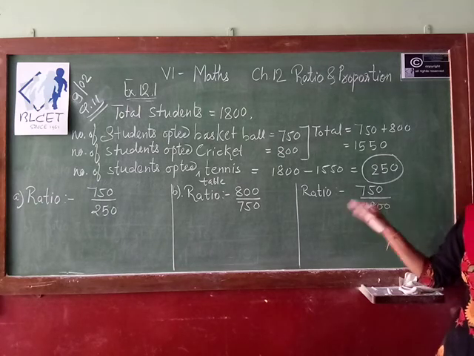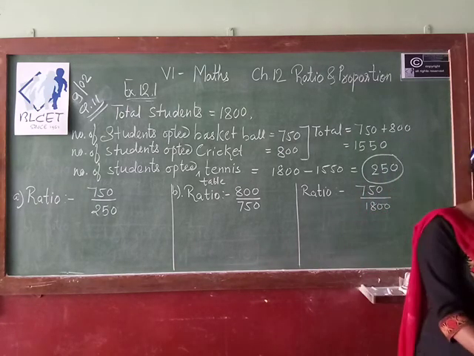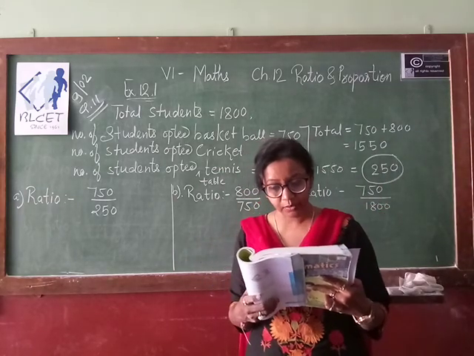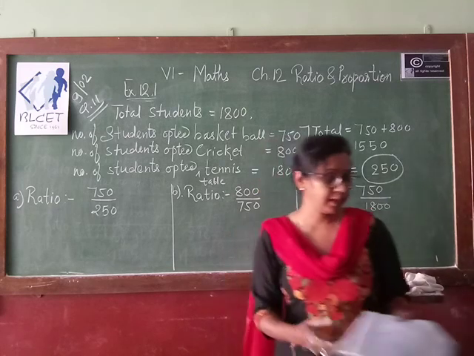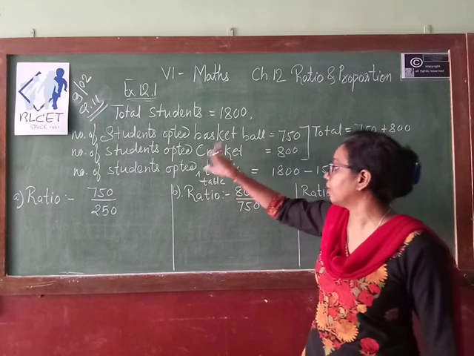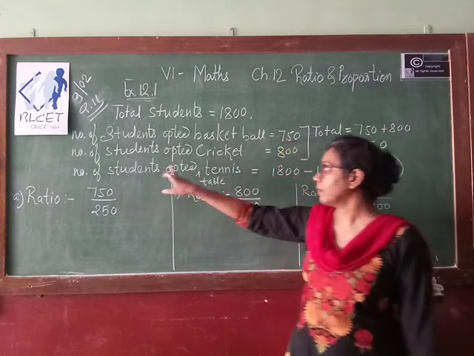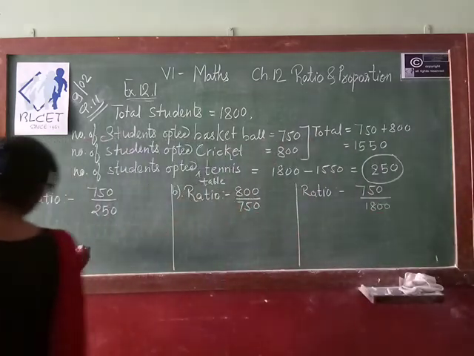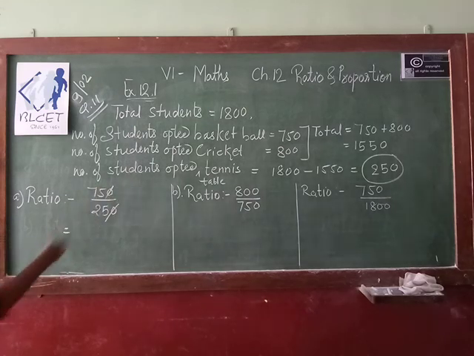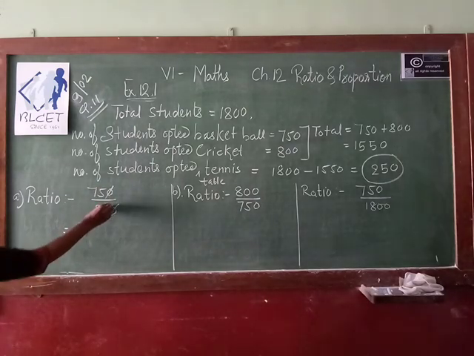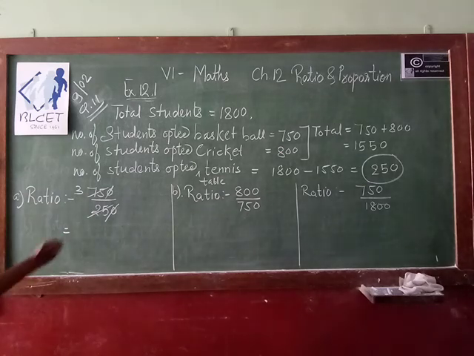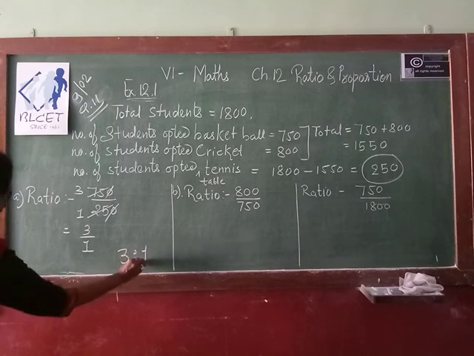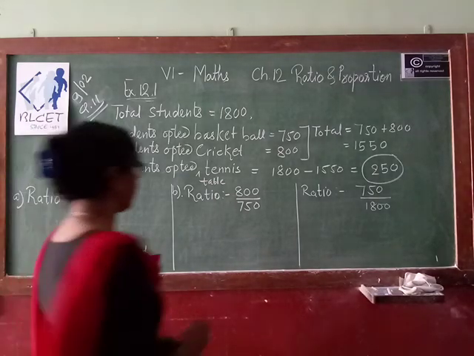Okay. Now we have to find the ratio. Our first part is, we have to find the ratio of number of students who opted basketball to the number of students who opted table tennis. So we know that number of students who opted basketball, that is 750, to the number of students who opted table tennis, that is 250. So do the cancellation. When you do the cancellation, we know that this 0 will get cancelled, and we know that 25 3s are 75. So here 1. So what is the ratio? 3 divided by 1. So we get the ratio 3:1.